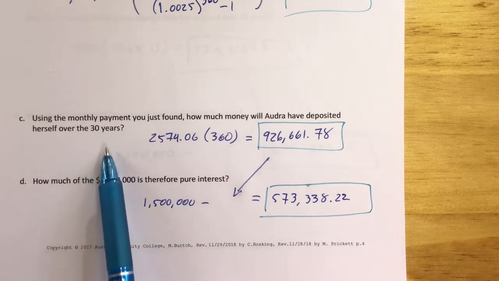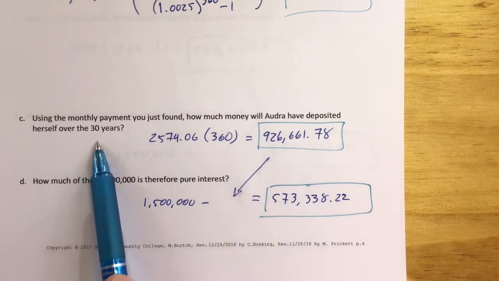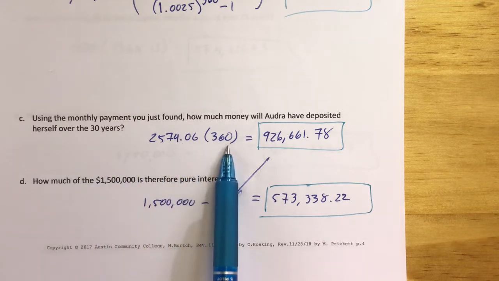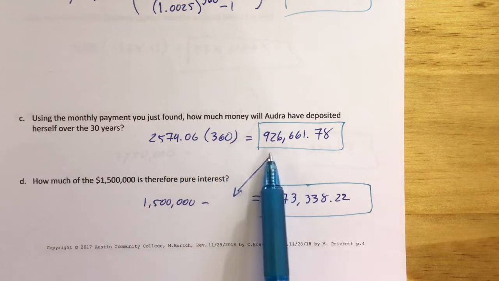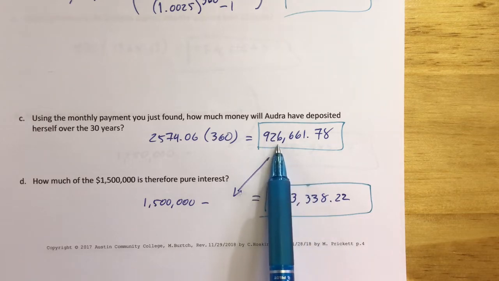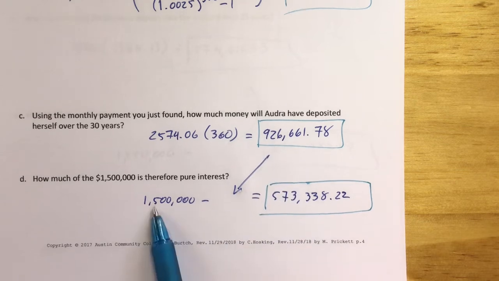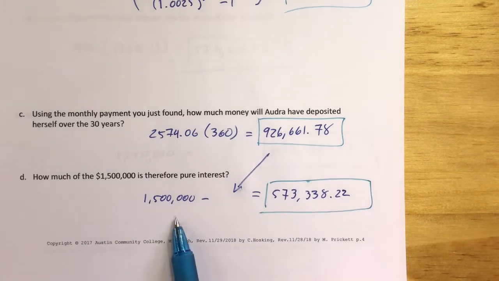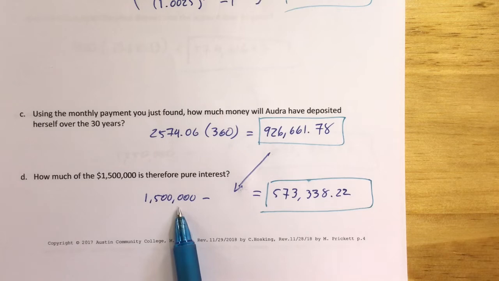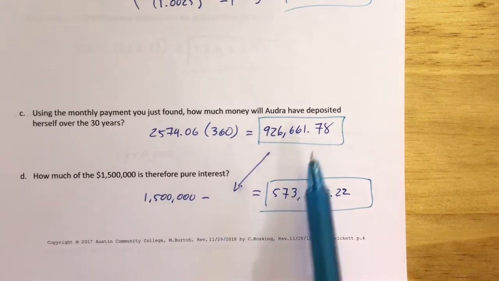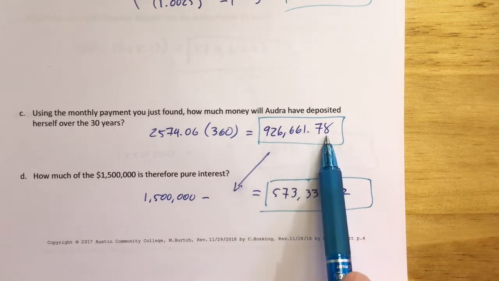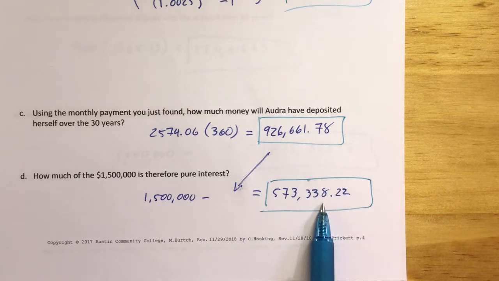But for C, how much would she have deposited over the 30 years on her own? Well, you take that monthly payment and you multiply it by the 360 payments. So she ended up putting in $926,000 money that she earned on her own, that she just had. Okay, but remember that with all the interest and stuff, it eventually turned out to be $1.5 million. So if we subtract from the 1.5 million that she actually now has in the account 30 years later, subtract what she put in, the difference is going to turn out to be the interest.